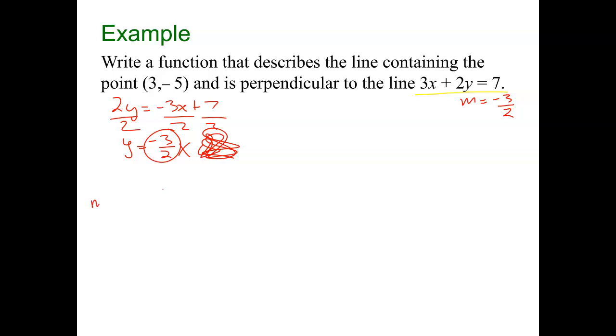Okay? So if m is negative 3 halves, what is its opposite? Positive 3 halves. And then to get the reciprocal, we flip our fraction. So the opposite reciprocal, my new slope is 2/3. So my perpendicular line has a slope of 2/3. My original line has a slope of negative 3 halves.